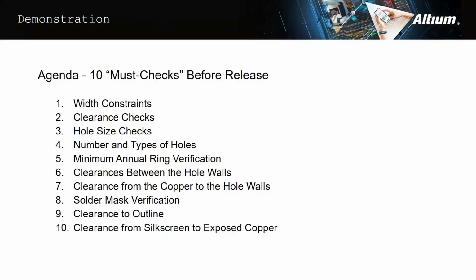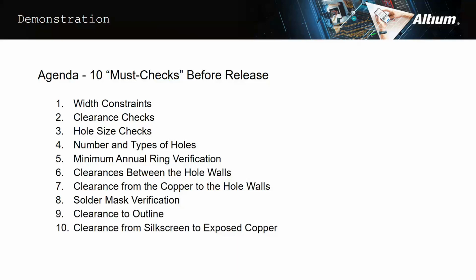Now, what checks must we do before releasing? We have made a list. There are 10 checks, starting from width constraint, clearance checks, hole size checks, number and types of holes, minimum ring verification, clearance between holes, clearance from the copper to hole walls, solder mask verification, clearance to outline, and clearance from silkscreen to exposed copper. These are the 10 checks we need to perform before releasing your Gerber to the fabricator.